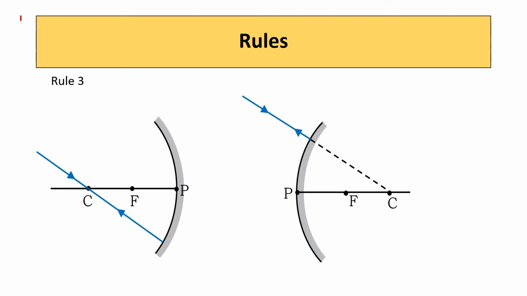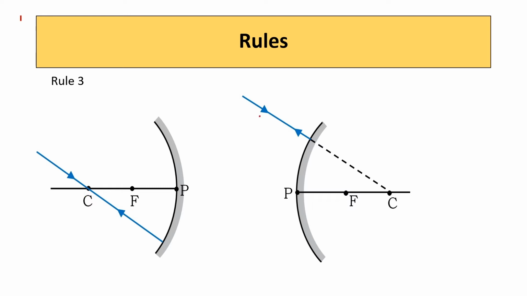What is the third rule? If the incident ray passes through the center of curvature, the reflected ray is traveling along the same path. This incident ray passes through the center of curvature. And this is the reflected ray. It is traveling along the same path.